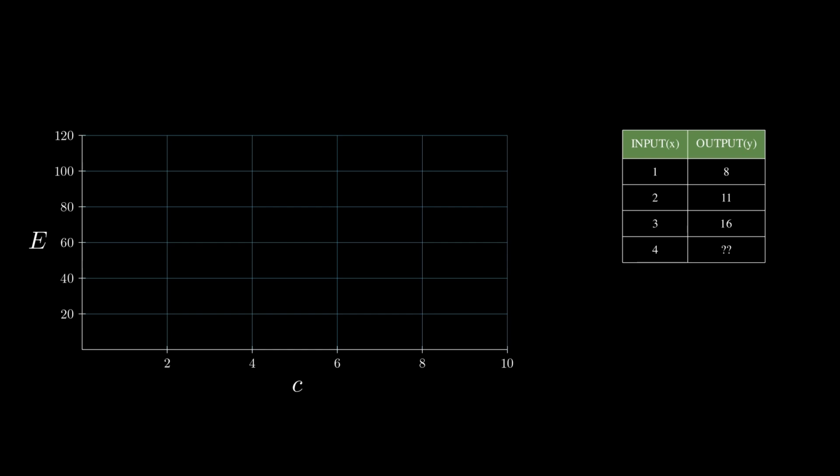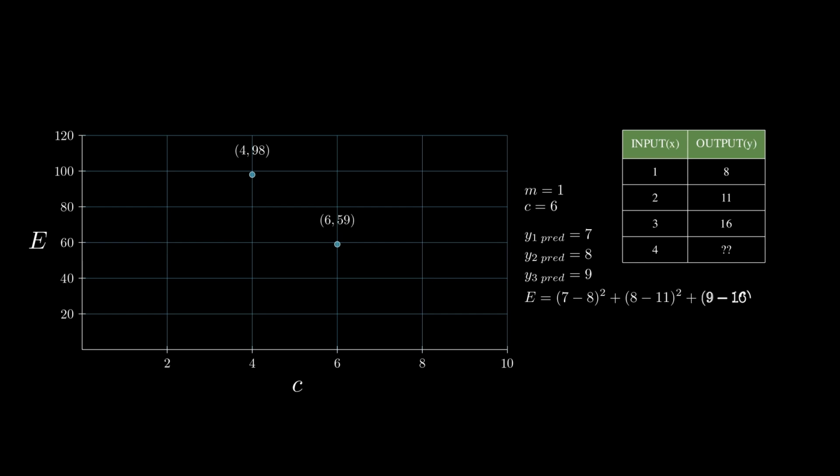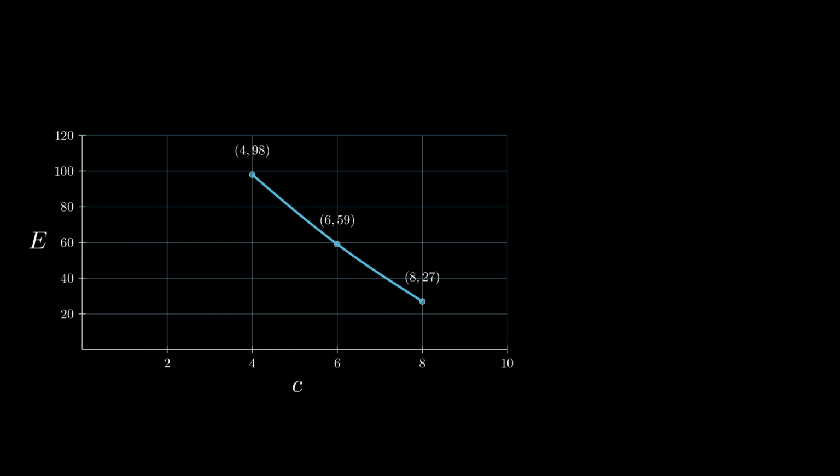Now, let's examine how the error varies with different values of c while keeping m fixed at 1. We'll explore the relationship between c and the error using the same set of data points. When c equals 4, the error for the points is calculated, resulting in a total error of 98. Next, let's try increasing c to 6. The new error is calculated as 59. The error decreases as we adjust the value. Finally, for c equals 8, the error reduces even further to e equals 27. This curve in blue shows how the error changes with different values of c. As we move along the curve, we see the error decrease.